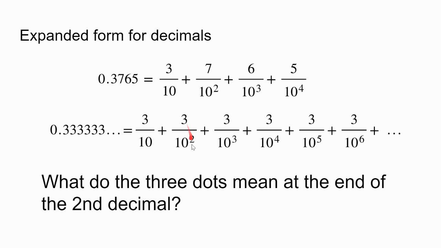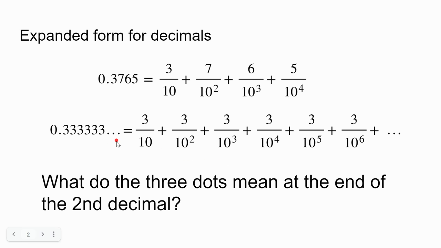3 over 10 plus 3 over 10 squared plus 3 over 10 to the third plus 3 over 10 to the fourth, etc., etc., etc. And we could just go on forever. So these three dots at the end of a repeating decimal mean it goes on forever. Now, when I was a kid, we would put a line over the number that was repeating, but on computers and typewriters, that's really hard to do. So they just use three dots most of the time now.